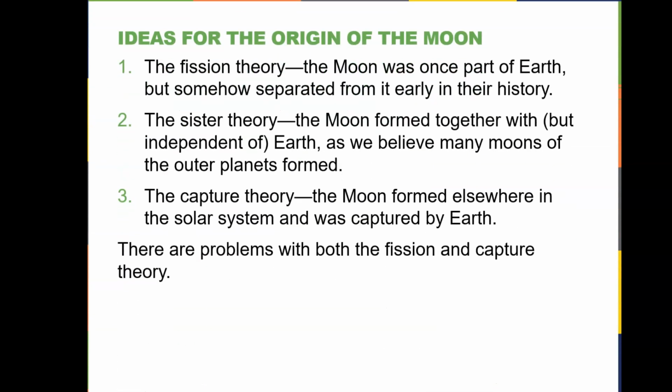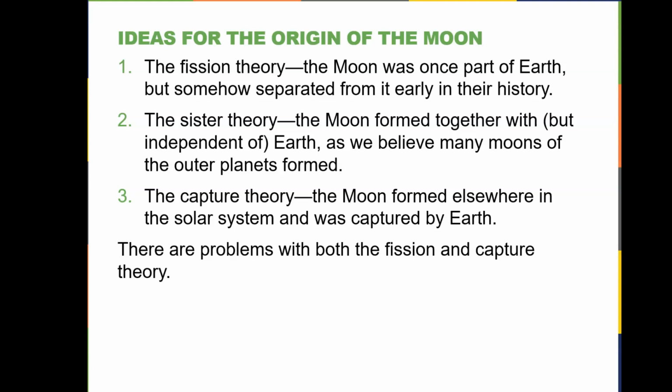There are three main theories for how the moon formed. The first is the fission theory, which theorizes the moon was once part of Earth, but somehow separated from it early in their history. Second is the sister theory, which theorizes that the moon formed together with, but independent of, Earth, as we believe many moons of the outer planets formed. The third theory is the capture theory, which theorizes that the moon formed elsewhere in the solar system and was then captured by Earth's gravity.